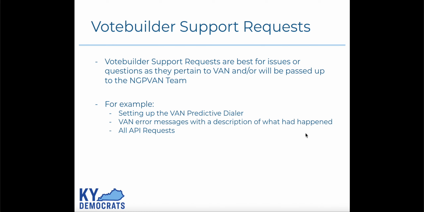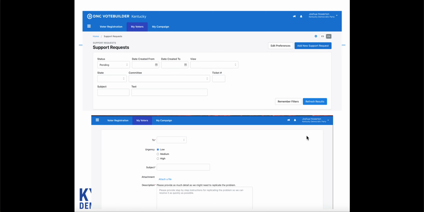So setting up VAN's predictive dialer needs to occur in here, because eventually that's going to get pushed up to the NGP VAN team for them to set up. If there's an error message that pops up while you are using VAN, it'll have a link to submit a ticket, and it'll have the error code attached to it. If it's something major, again, submit it as a ticket. We'll pass it up to the VAN team. All API requests are going to occur within VAN, as well as any exports that you have the permission level to do.